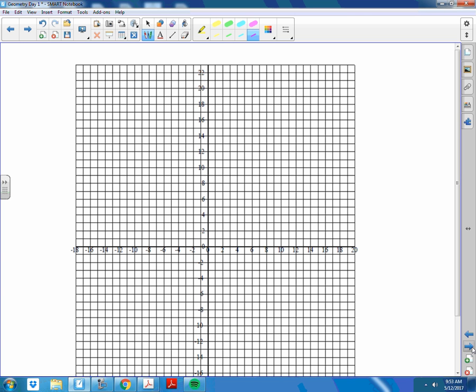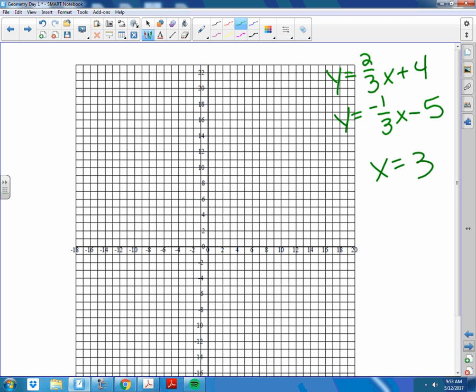Okay, so here we go. Y equals 2/3 x plus 4. Y equals -1/3 x minus 5. And x equals 3. Who wants the first line, and which one do you want to graph?